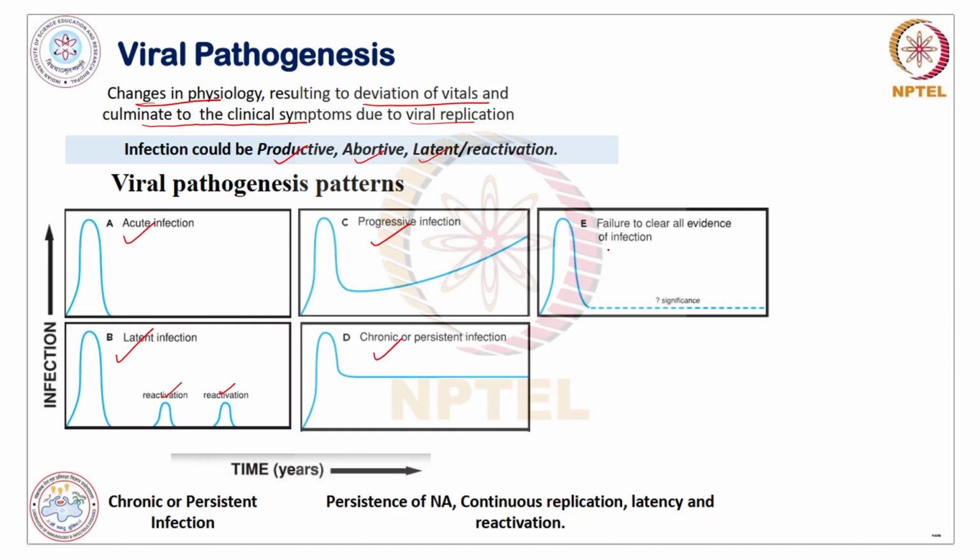And then there can be a failure to clear all evidence of infection, like there can be incomplete clearance. The acute infection will resolve, but viral nucleic acids will persist there. So it is unclear whether any evidence is left or not. So there can be incomplete clearance also.